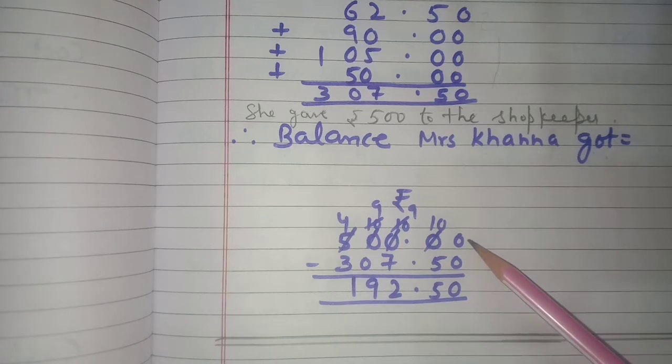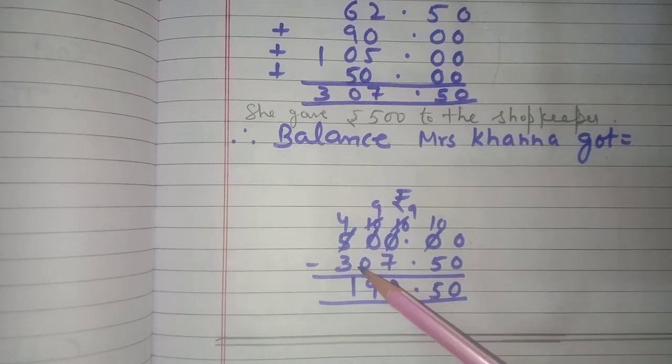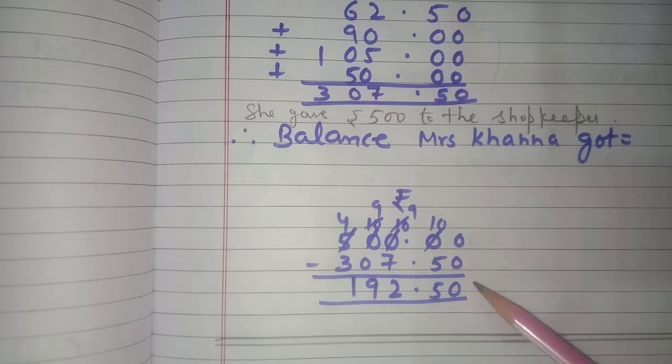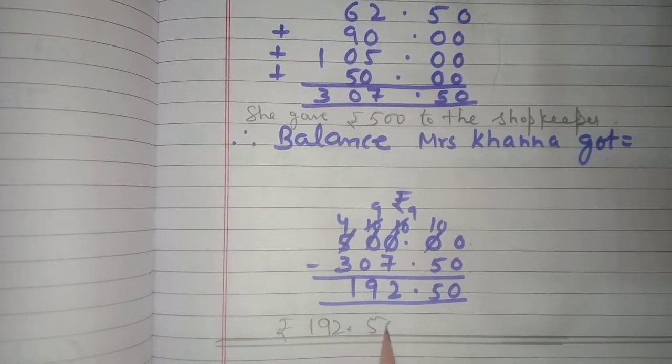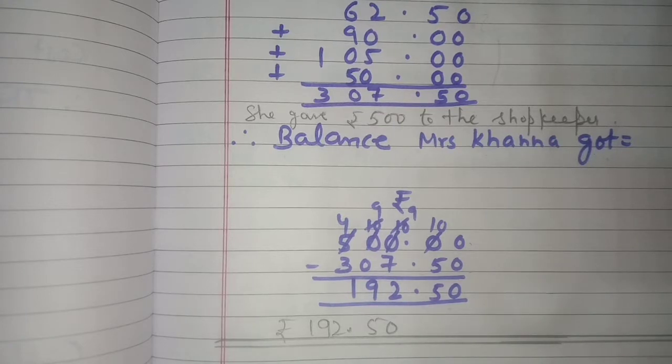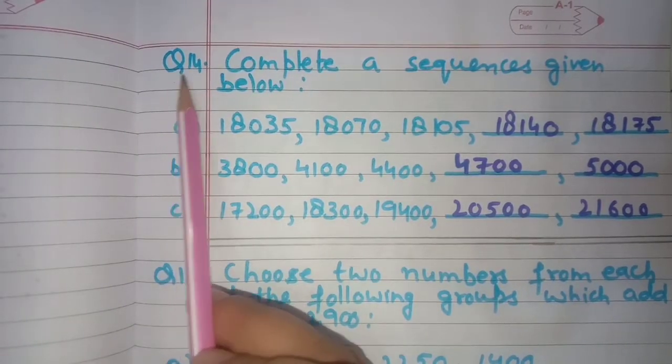So, out of 500, you have to subtract 307.50, and after subtraction, you will get 192.50. It means rupees 192.50. Rupees 192.50. This is the balance that she will get back. Next is question number 14.